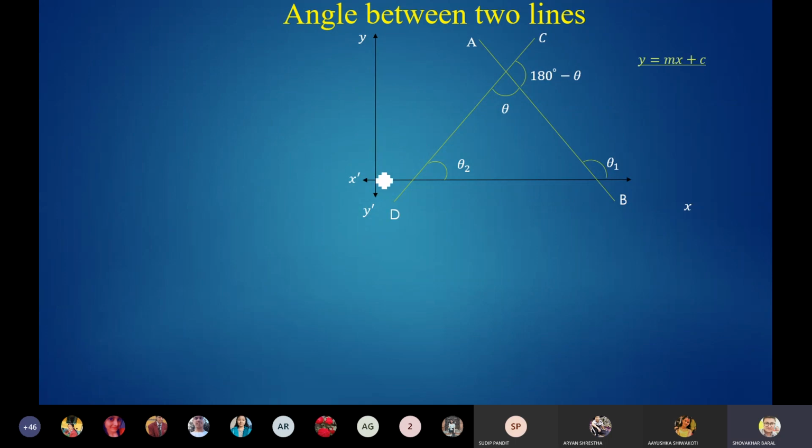Okay. Have you copied it or not? Have you drawn the figure? Yes, sir. Already done, sir.